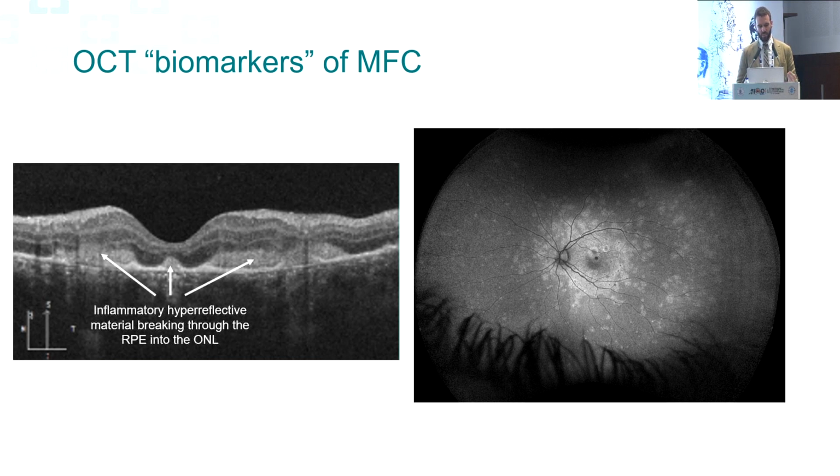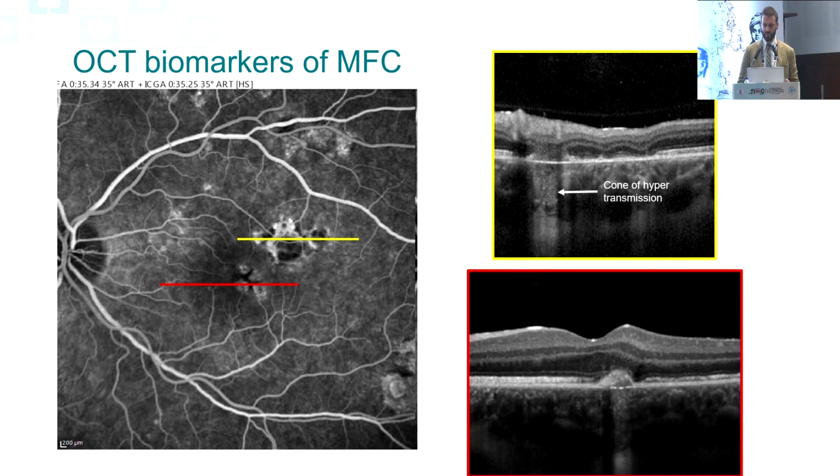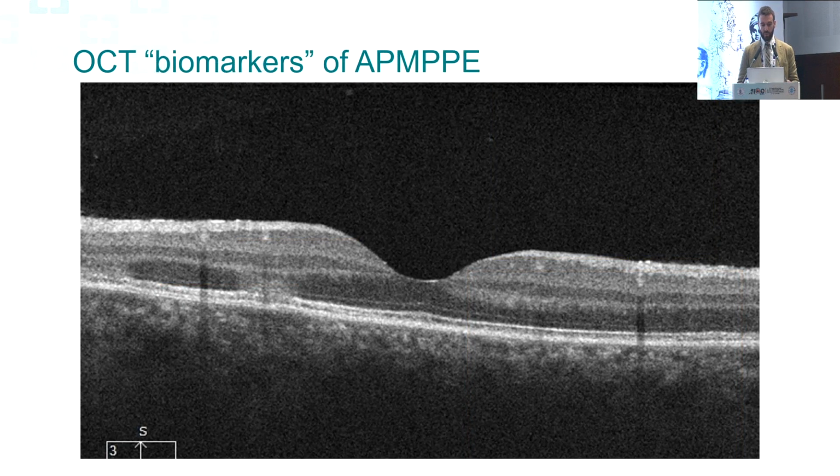For example, this hyperreflective material breaking through the RPE. And behind the material which is breaking through the RPE, there's usually this cone of hypertransmission. And when the material hasn't yet broken through the RPE, the cone is still there. Same thing happens, for example, in AMPPE. We heard about AMPPE, and OCT is giving them some signs.